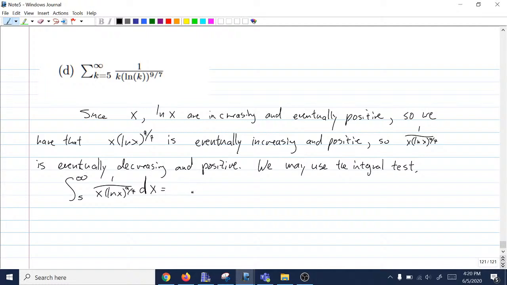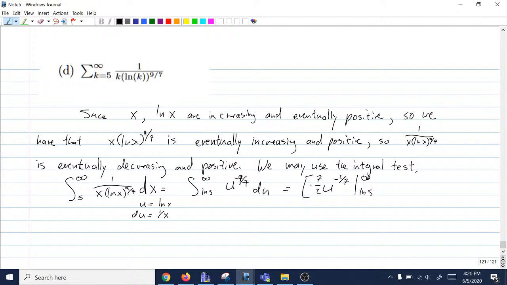is, I'm going to use the substitution u equals ln x, du is 1 over x. That turns into the integral from natural log 5 to infinity of 1 over u to the 9/7. I'm going to write that as u to the negative 9/7 du. The integral of that is u to the negative 2/7 times negative 7/2. I want to evaluate that from ln 5 to infinity.